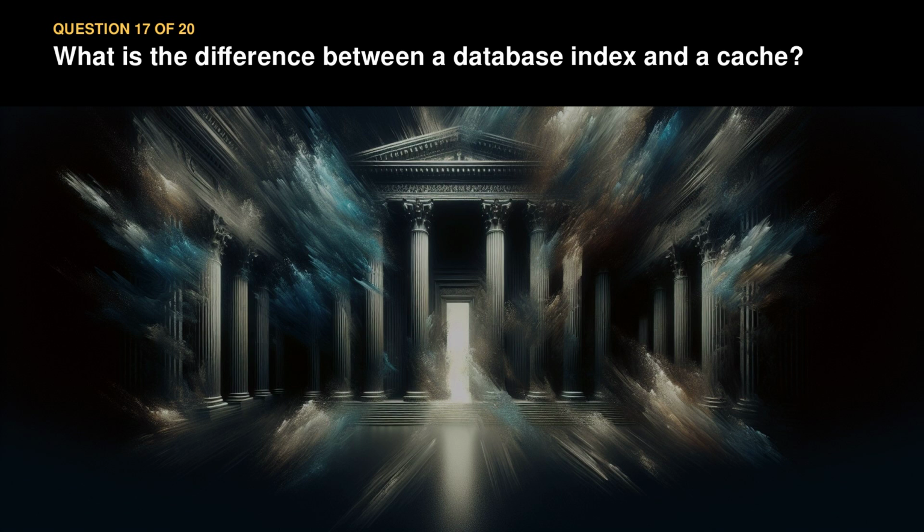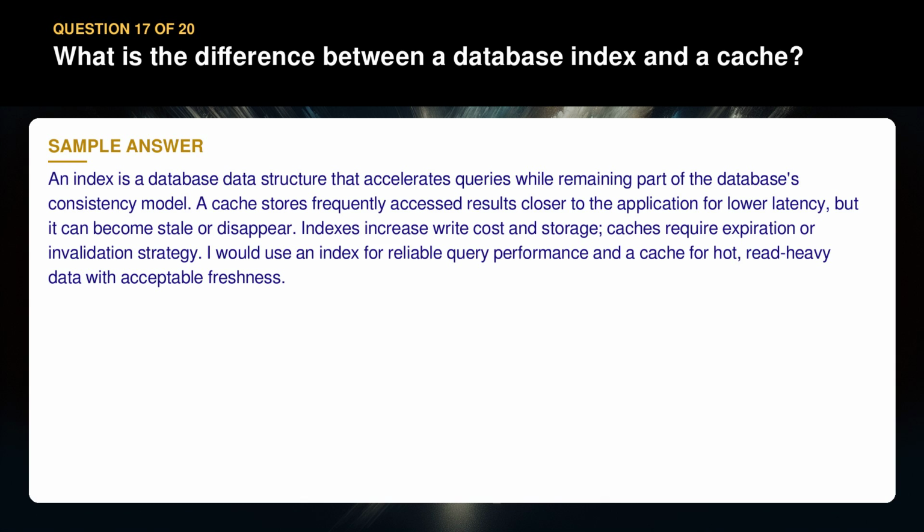Question 17. What is the difference between a database index and a cache? An index is a database data structure that accelerates queries while remaining part of the database's consistency model. A cache stores frequently accessed results closer to the application for lower latency, but it can become stale or disappear. Indexes increase write cost and storage. Caches require expiration or invalidation strategy. I would use an index for reliable query performance and a cache for hot, read-heavy data with acceptable freshness.